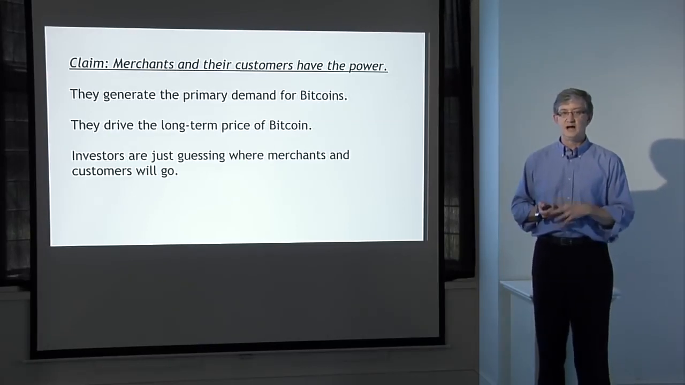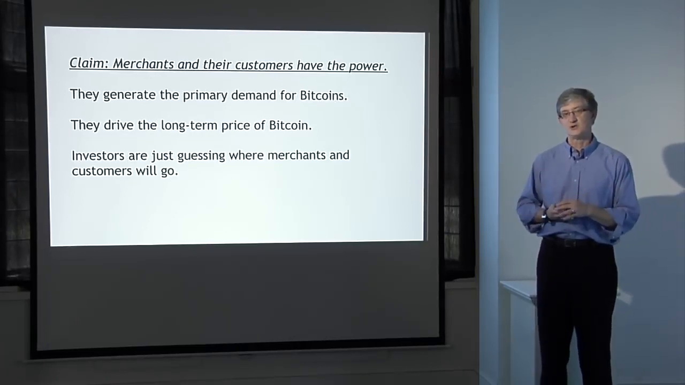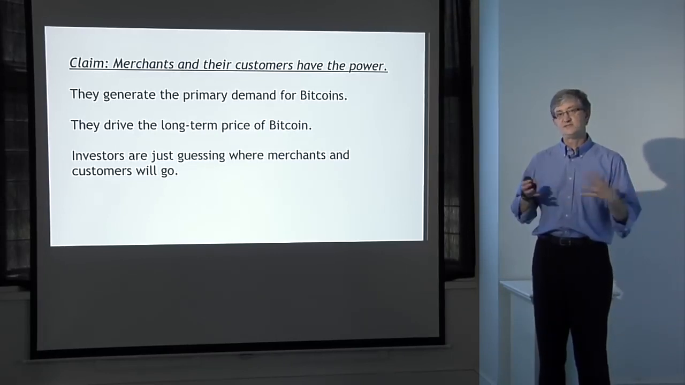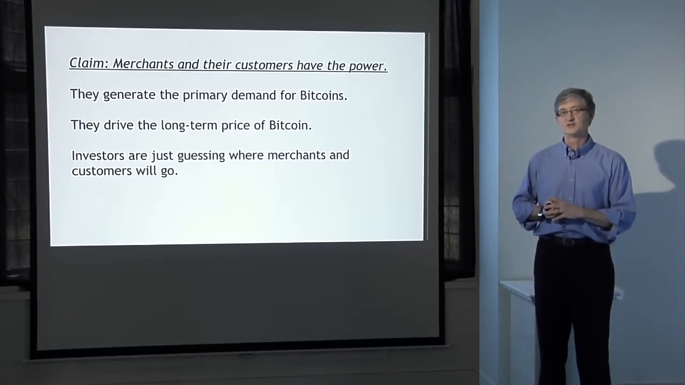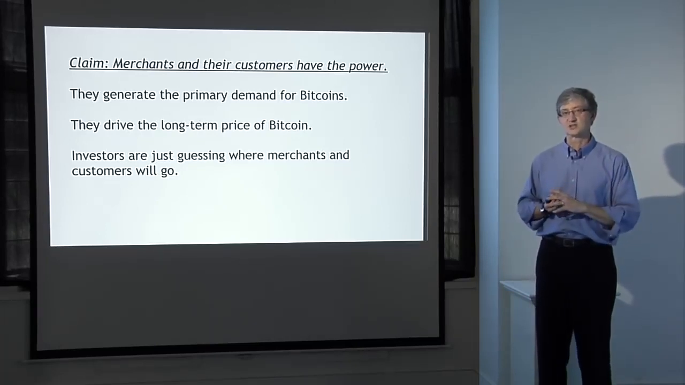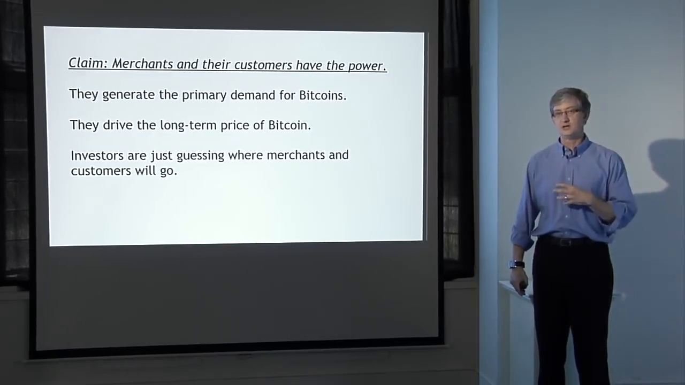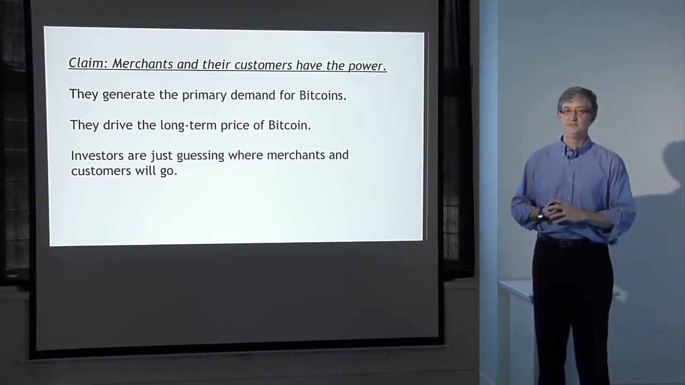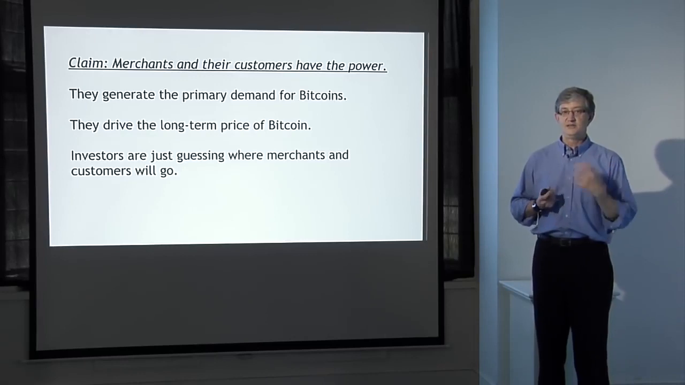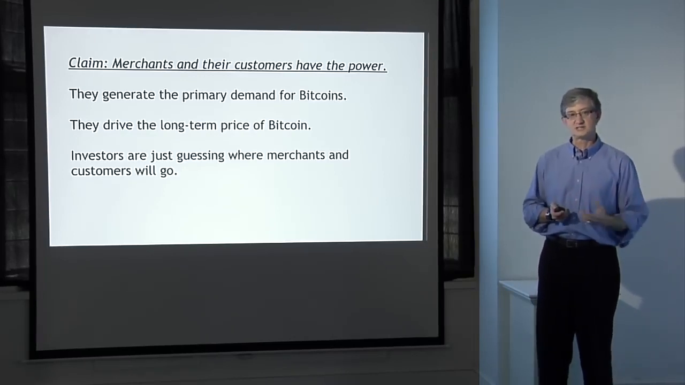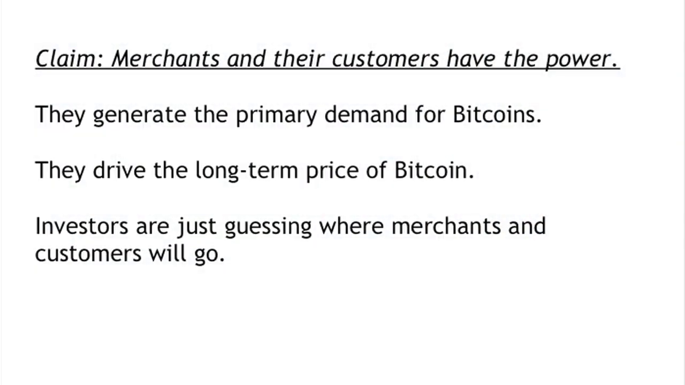On the other hand, we could claim that merchants and their customers are the ones who have the power. Why? Because merchants and customers generate the primary demand for Bitcoin. Yes, investors provide some of the demand that supports the price of the currency, but the primary demand that drives the price, as we saw in Lecture 4, is a desire to mediate transactions, to use Bitcoin as a transaction technology. And because merchants and their customers drive that demand, they're the ones who drive the long-term price of Bitcoin. Or so this argument goes. Investors, according to this argument, are just guessing where the primary demand will be in the future. So investors are guessing where the merchants and customers will go. And therefore, it's the merchants and their customers who really have the power.